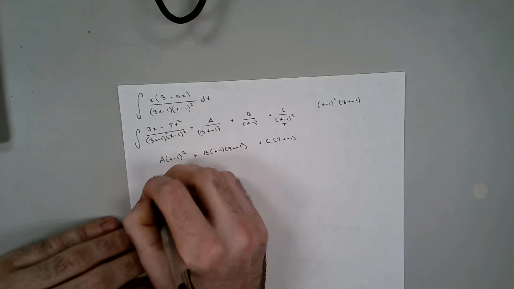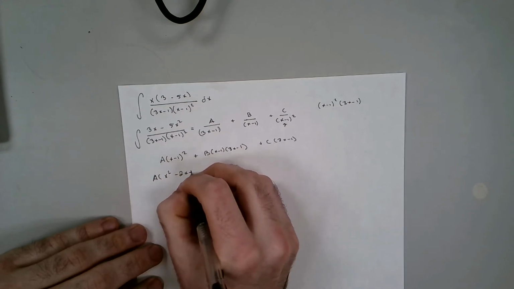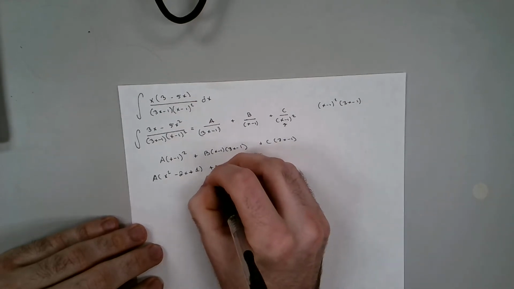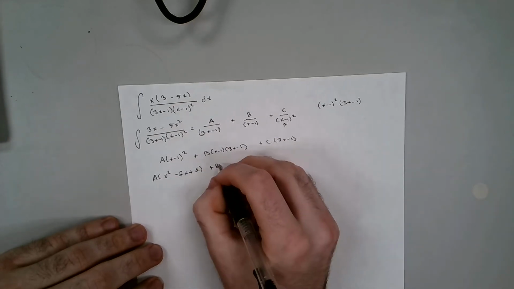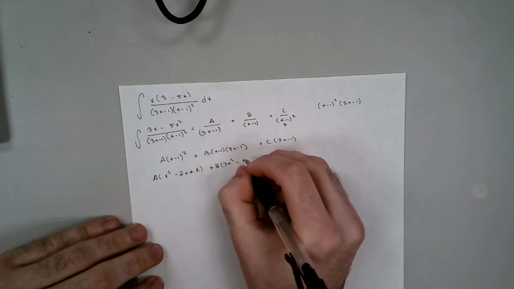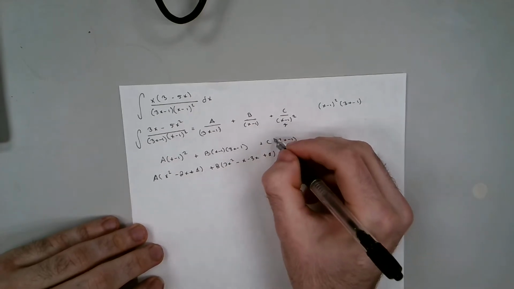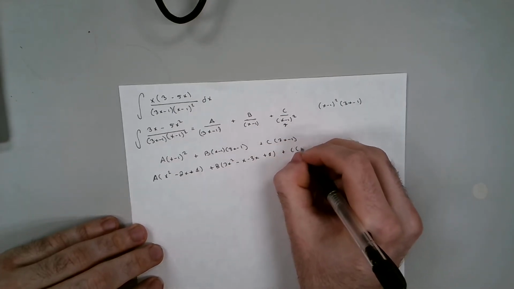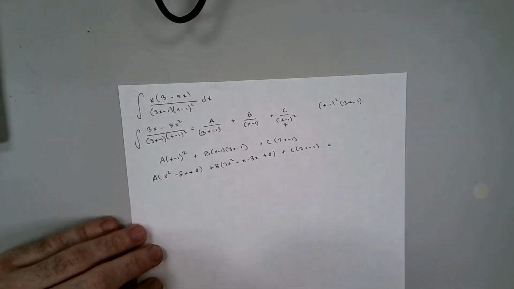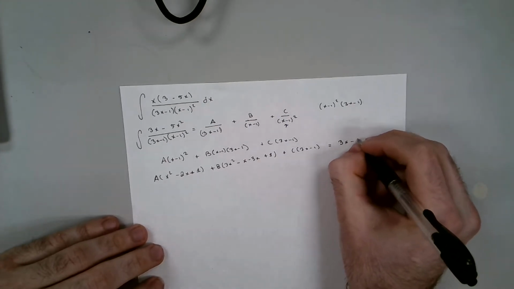So here we're just going to expand it out. We're going to get A(x squared minus 2x plus 1) plus B(3x squared minus x minus 3x plus 1), and then we're going to have C times (3x minus 1). And again, we want to compare our quadratic terms with our linear terms with our constant terms. So we're going to get 3x minus 5x squared.